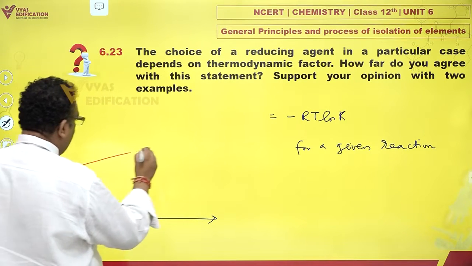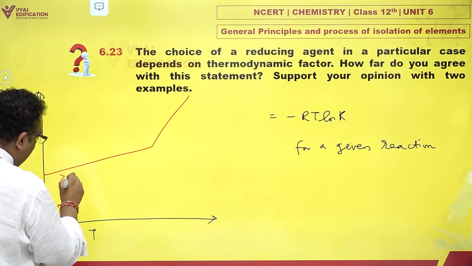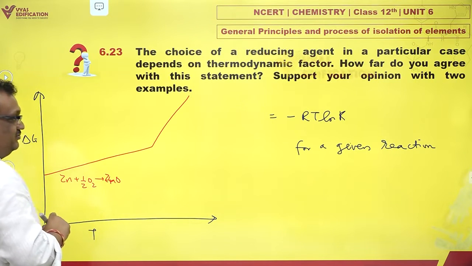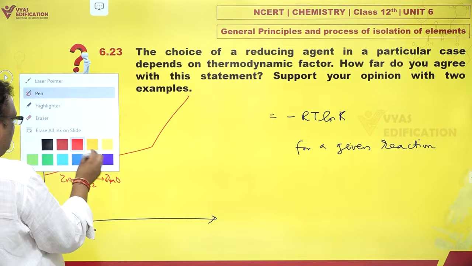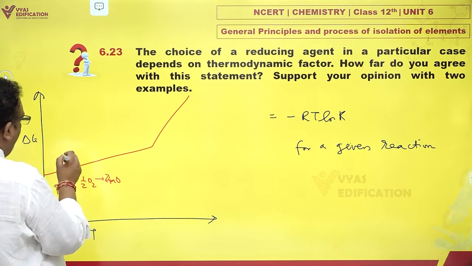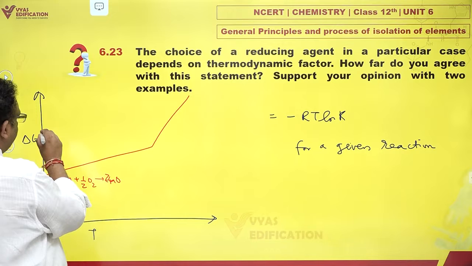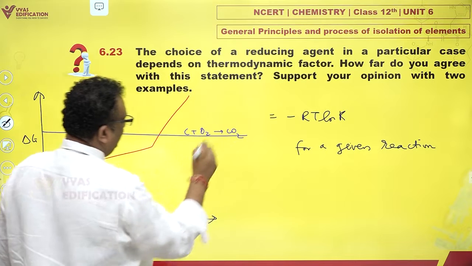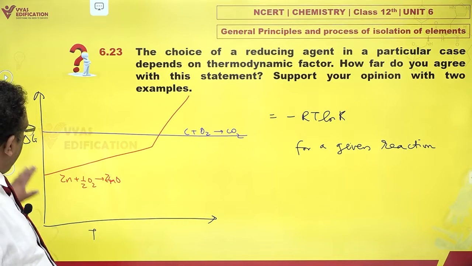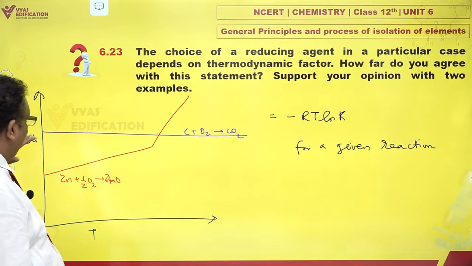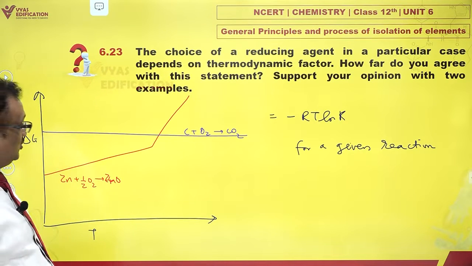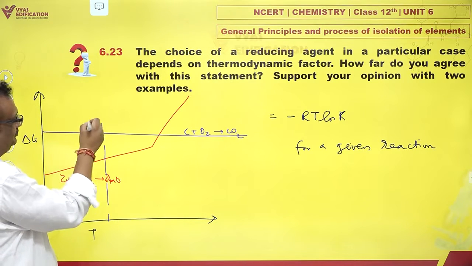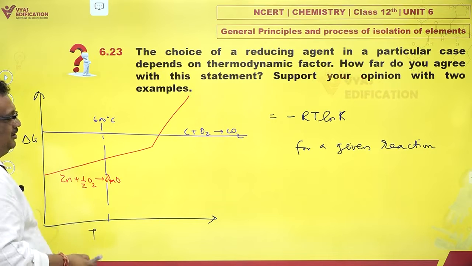Say, for example, you are considering zinc. Now zinc can get oxidized giving you zinc oxide. And if you consider a second graph, that would be the graph of carbon: C plus O2 gives you CO2. With temperature, delta G values keep on changing, right? So, if we consider a temperature of around 600 degrees Celsius, what happens?